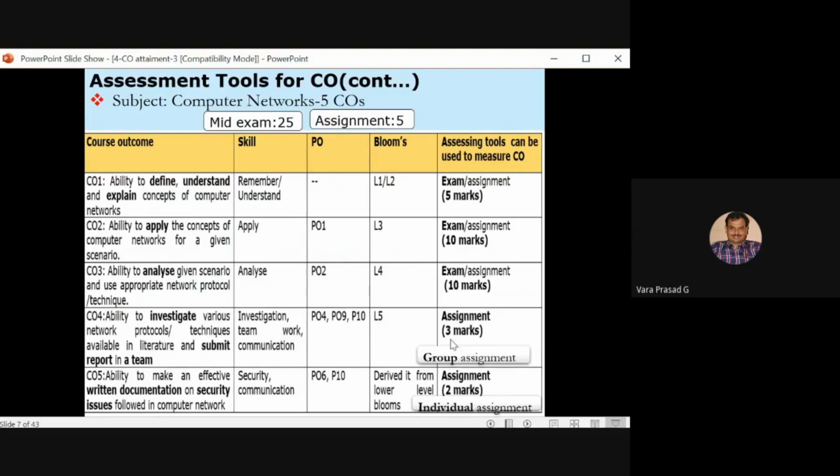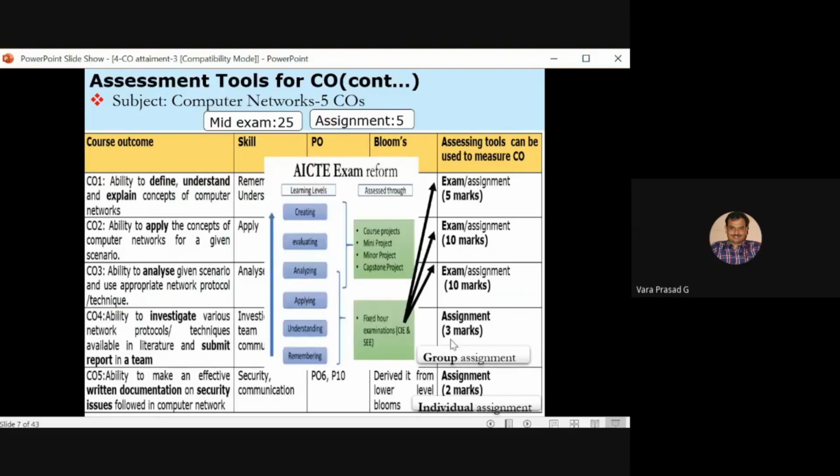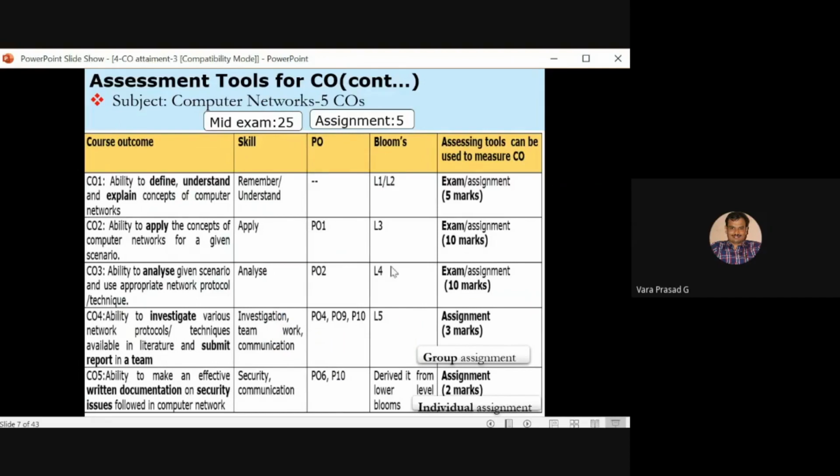Here it is 3. Now, writing the course outcomes is not a big deal, but you should know what assessment tools you are using in order to measure the COs. Up to Bloom's level 4, you can go with fixed exams. For the remaining COs, if you want to assess them, you have to use alternate assessment tools. Up to Bloom's level 4, you're using exams as assessment tools, but for the remaining ones, we are using assignments. In the sense of investigation, a practical based assignment is also possible.